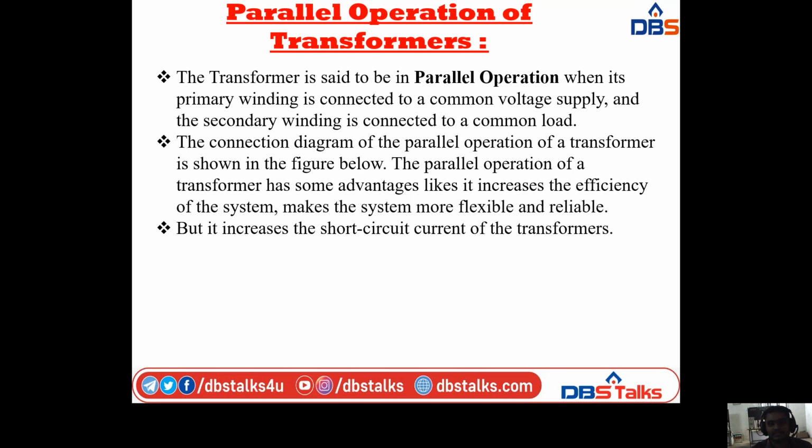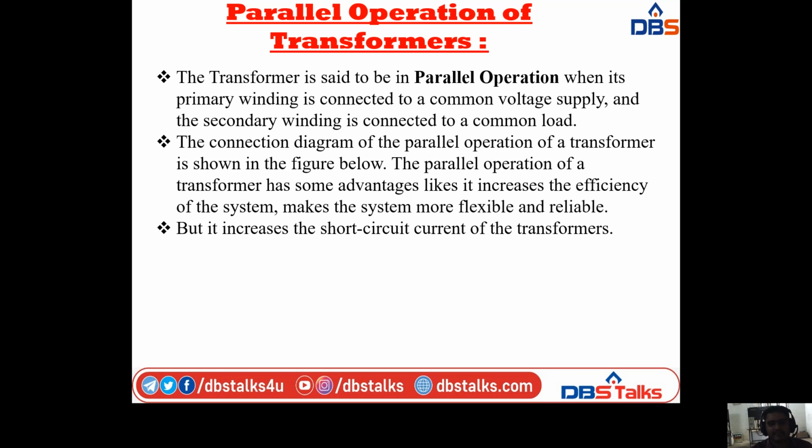A transformer is said to be in parallel operation when its primary winding is connected to a common voltage supply, and the secondary winding is connected to a common load. You already know this point.